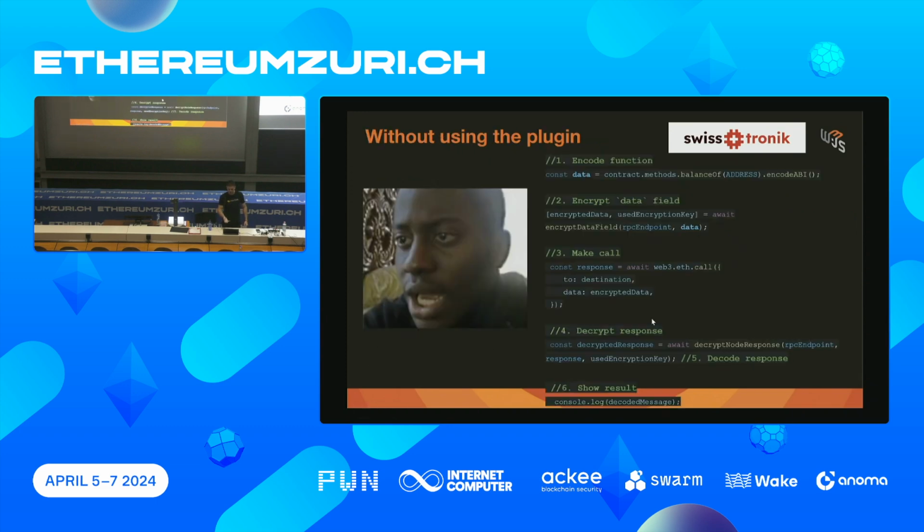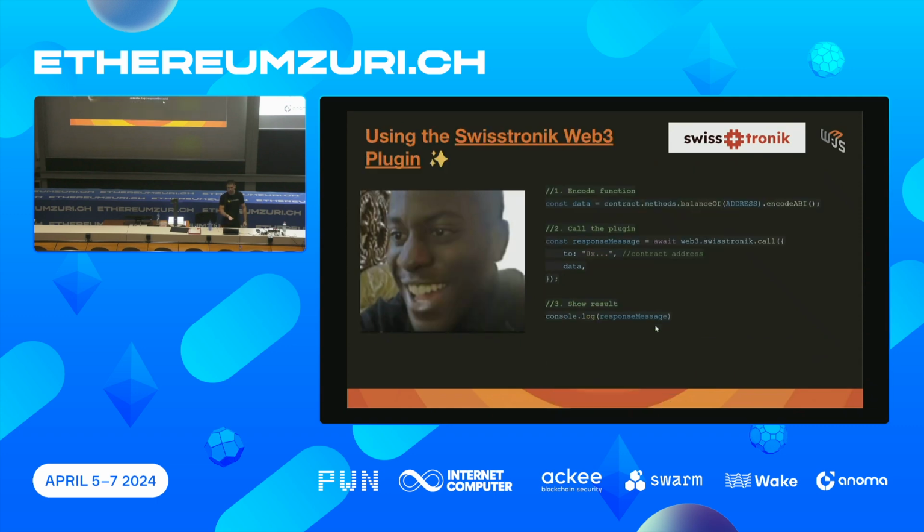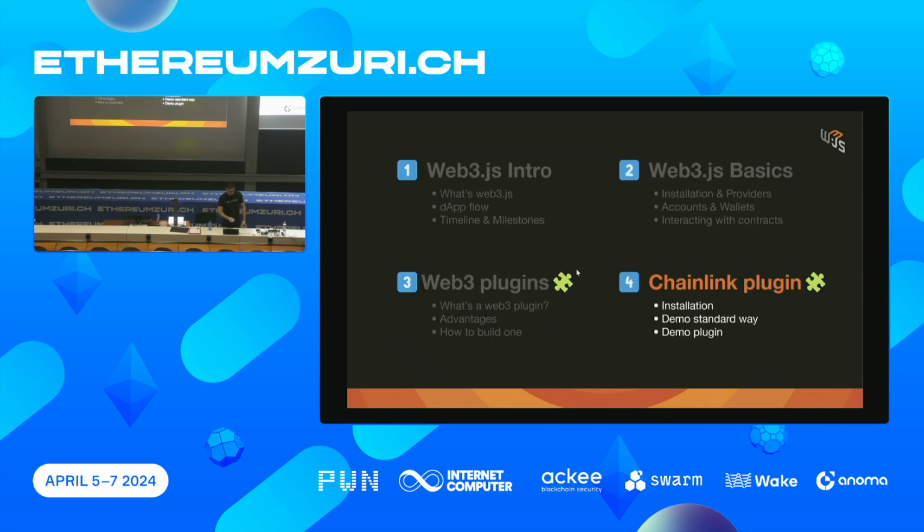If we translate this into code, this is something like that. This is how we can make calls to Swisstronic. All this code that you see here, we will not go through. And then using the Web3 plugin is just using web3.swisstronic.call, and then you need to send the contract address that you want to talk to, and the data, and that will just manage everything under the hood.